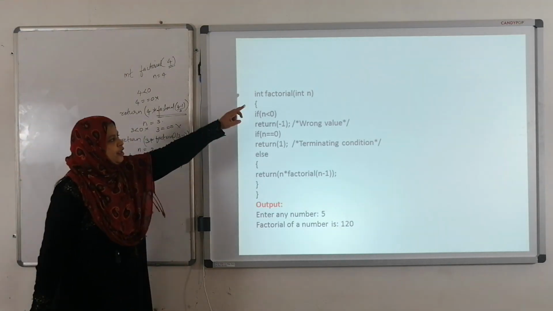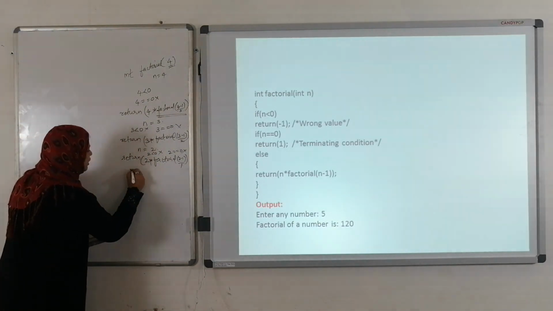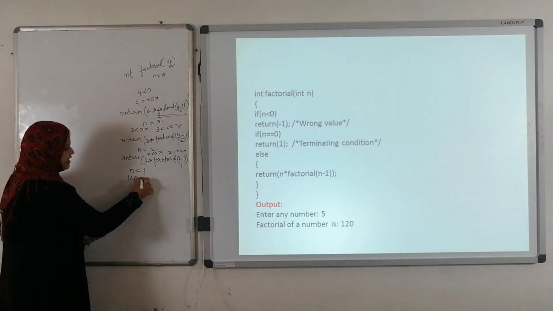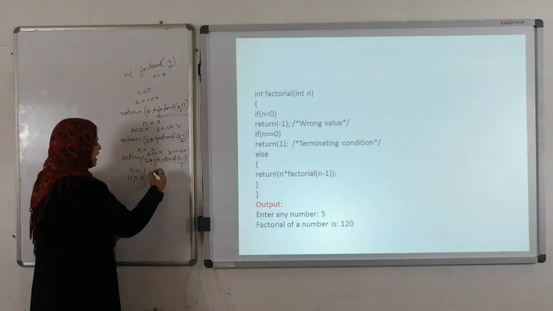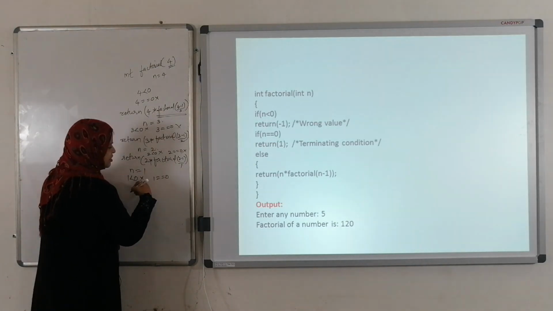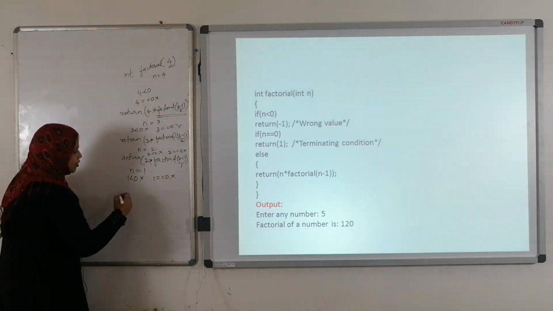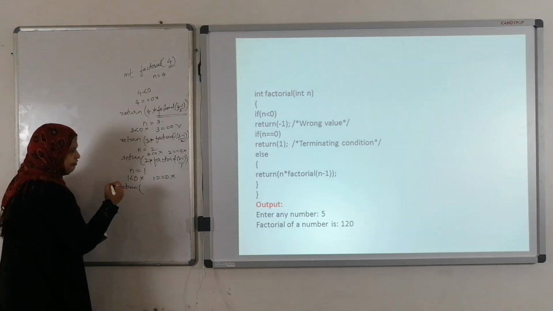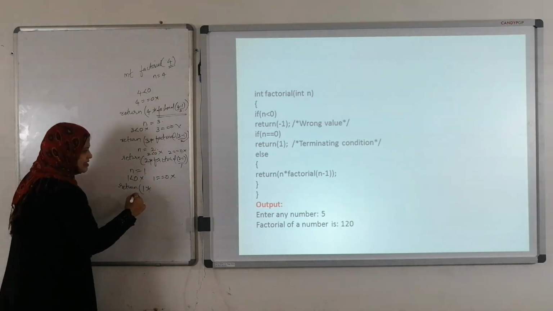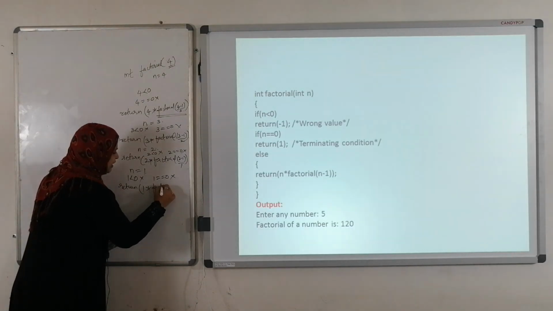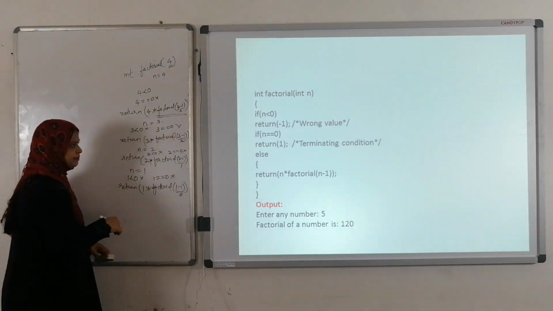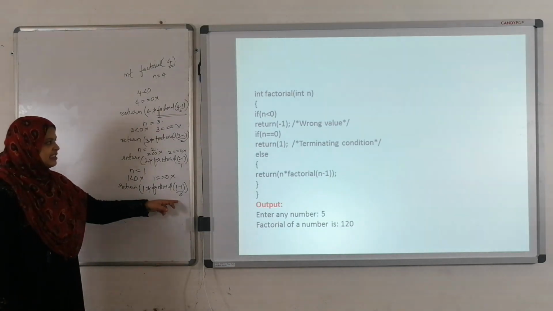Right? Here, now what is the value of n? n equals 1. Is 1 less than 0? Condition is false. Next, 1 double equals 0? Condition is false. Next, go to the else part. Return n. What is the value of n here? 1. 1 star factorial n minus 1. 1 minus 1, 0.